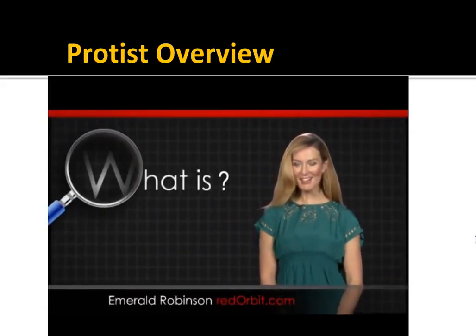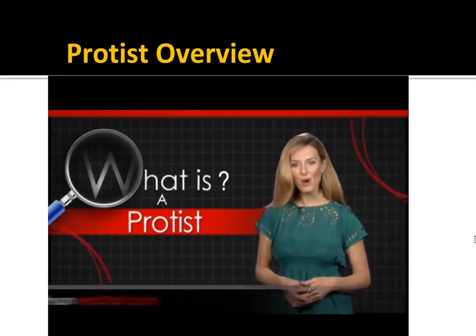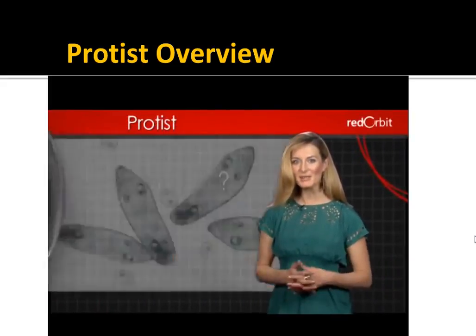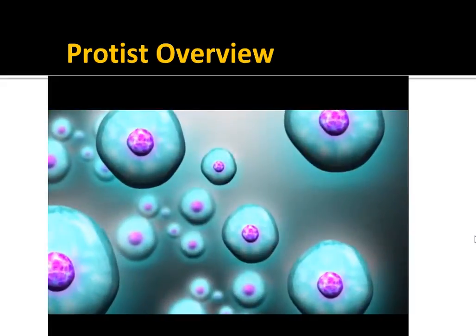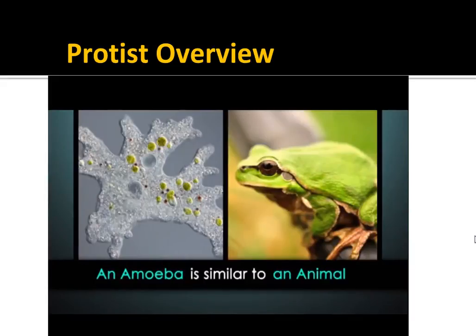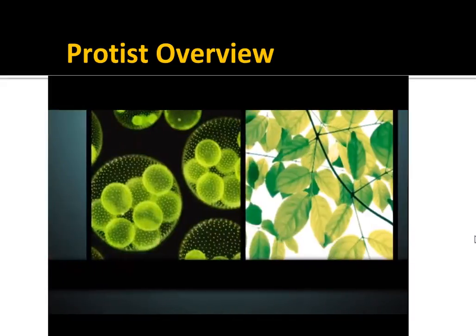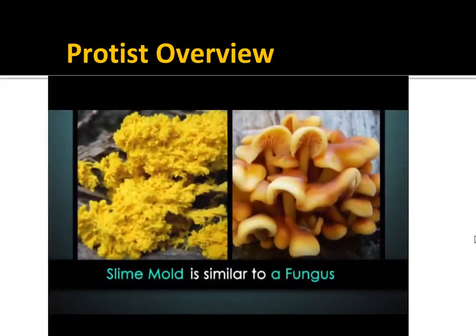In this What Is video, we're going to discuss a group of organisms called protists. Protists are organisms that have a nucleus and other membrane-bound organelles. Most are one-celled, and they are classified as plant, animal, or fungus-like, meaning they have things in common with these organisms, but they're not quite the same thing. This is because they're relatively simple and don't have tissues and organs.